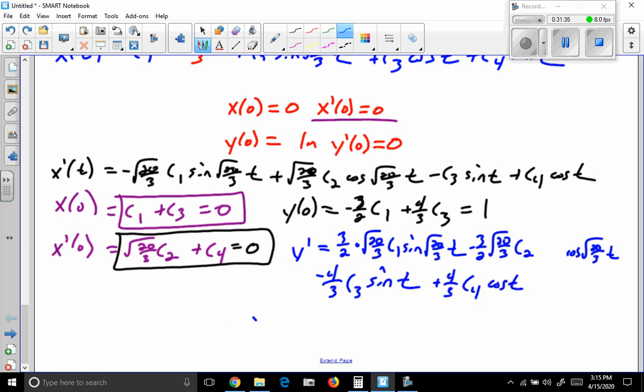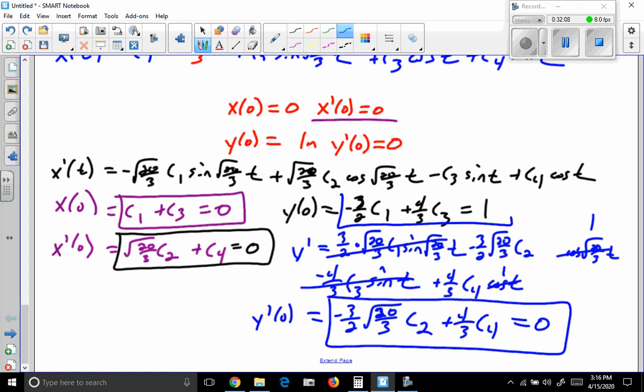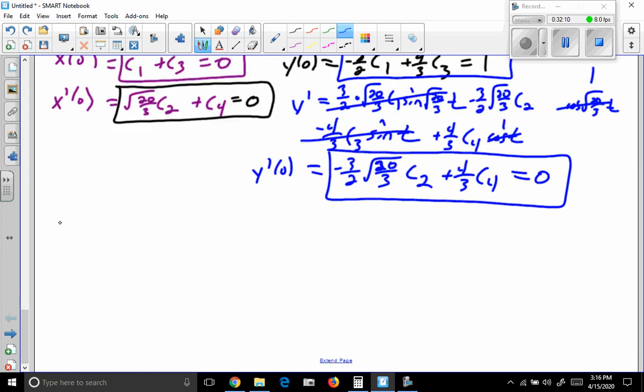And when we substitute a 0 into there, that term goes away, that term goes away. Cosine of 0 is 1, so we have minus 3 halves times the square root of 20 over 3 C2. Cosine of 0 is 1, so plus 4/3 C4. And when we plug a 0 into that derivative, we should get 0. So that's our 4 equations and 4 unknowns.